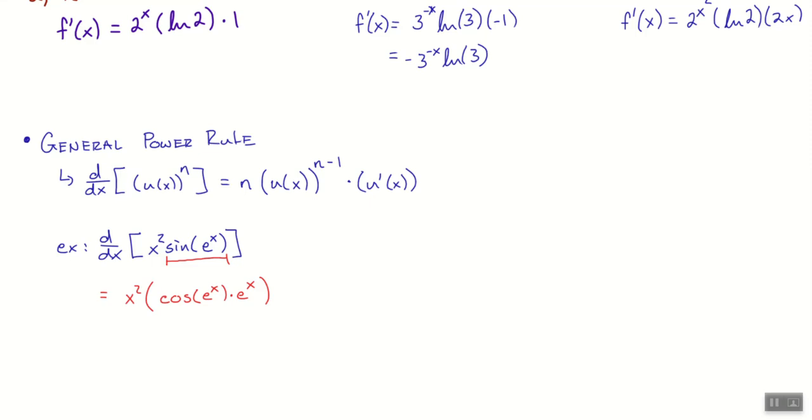So here's first times the derivative of the second, plus the second, and we're going to finish this real quick. Second is sine of e to the x times the derivative of the first, which is what? 2x.